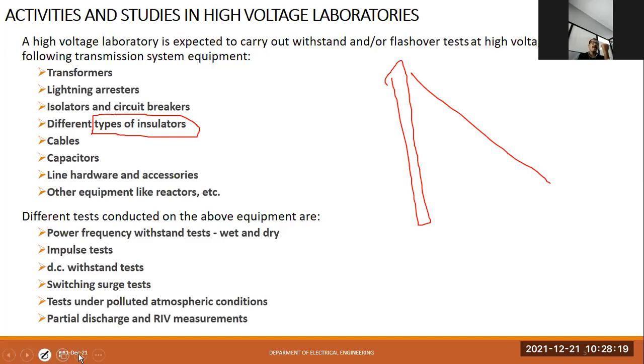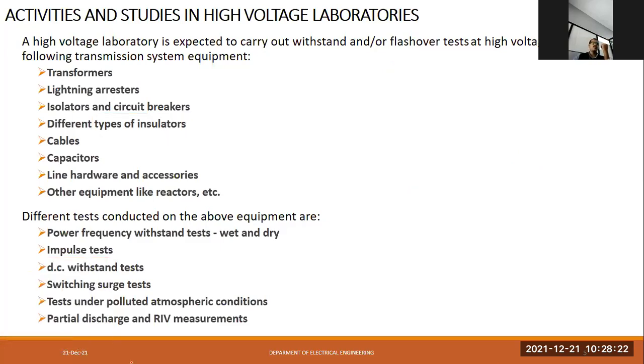So all these equipments are part of a transmission system, and whatever testing is there has to be done on all these equipments, right? The important tests that have to be carried out on the equipments are again the power frequency withstand test, wet and dry. We have already discussed that test.